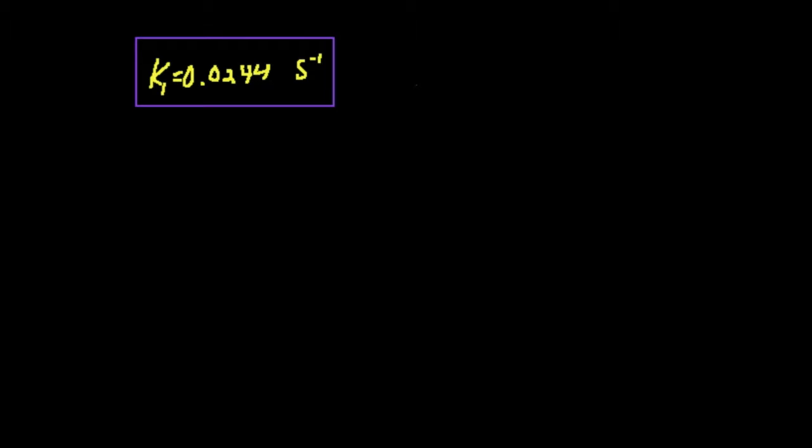Now what we want to do is calculate the rate constant assuming it's second order. So for that we're going to have to use a different rate law. It's going to be the second order integrated rate law, and it looks like this. It's going to be 1 over the concentration of A sub t is equal to 1 over the concentration of A naught, the initial concentration, plus K times T.